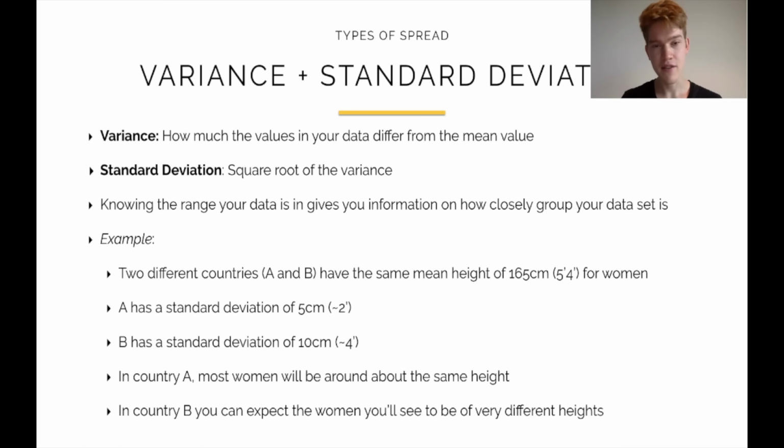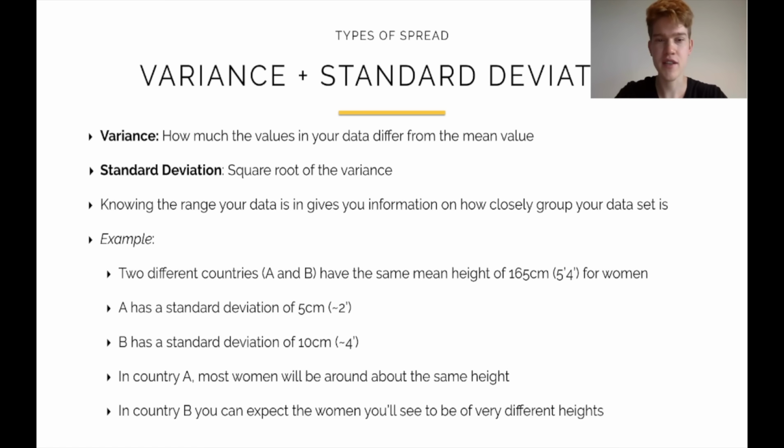So if we have a high variance, that means a lot of our values differ greatly from the mean value, and that would make our variance bigger. If we have a low variance, that means a lot of our values are very close to the mean value, and so that would make our variance lower.